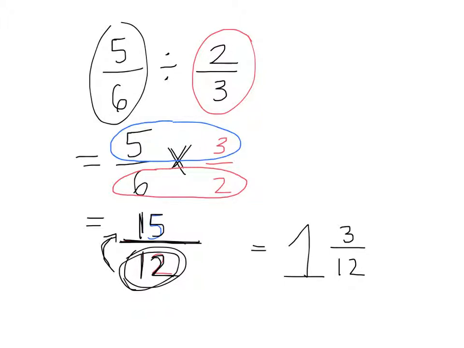Okay, we're still going to reduce this because we always want to write our fractions in lowest terms. And how do I know that 3 over 12 can be reduced? Excellent. Both of these numbers are divisible by 3.